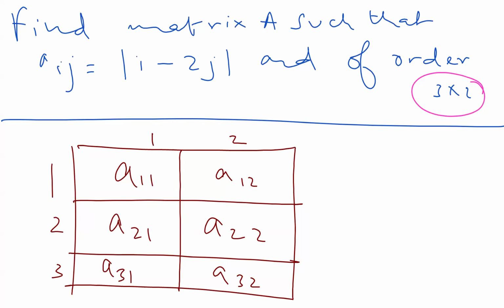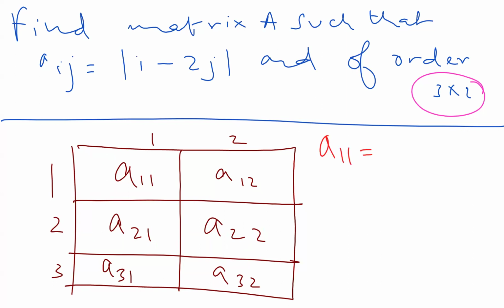So what is ij? I'll tell you what is ij now. This is I, this is j. The first number is I, the second number is j. Row number, column number. So the row number is I, column number is j. So first we are going to calculate A11, this object.